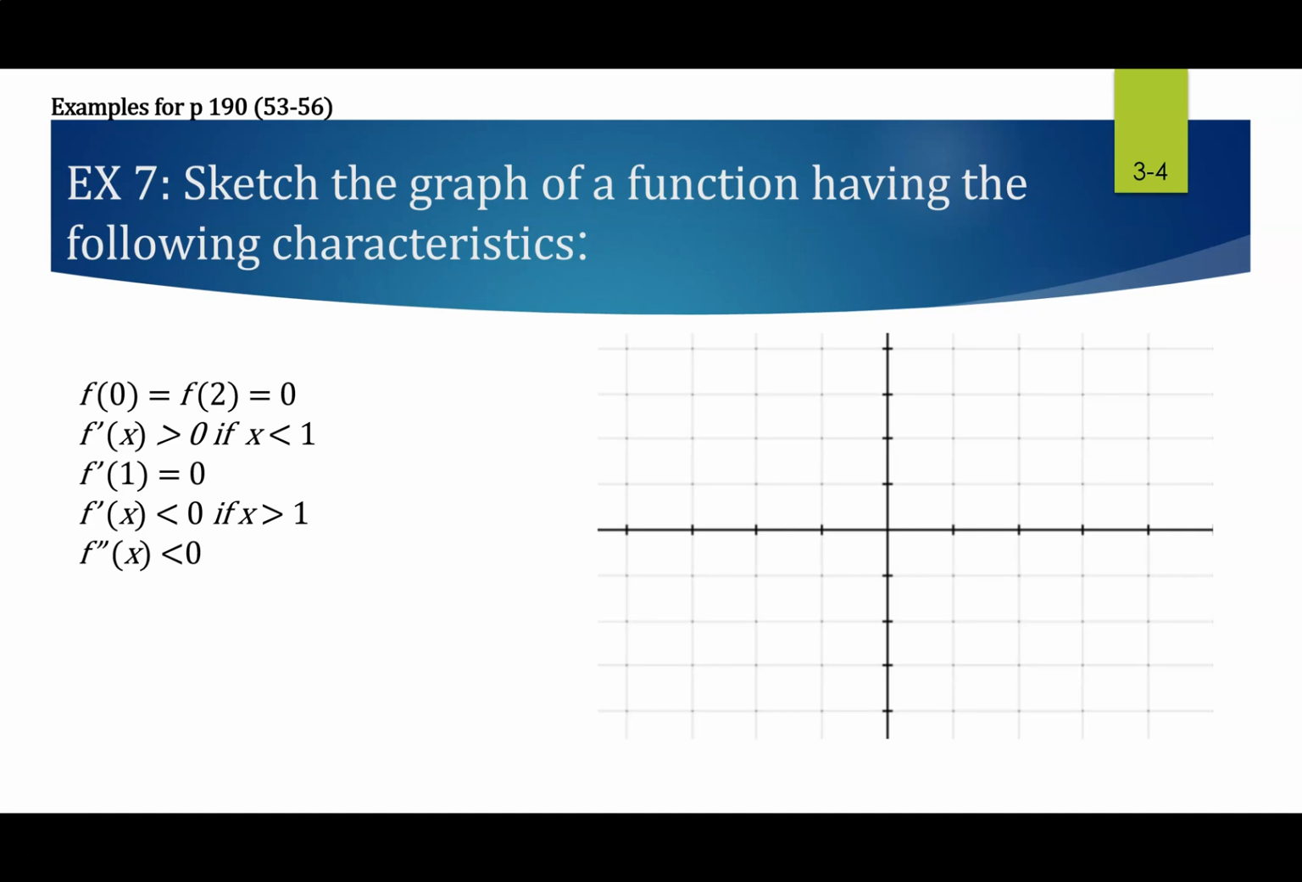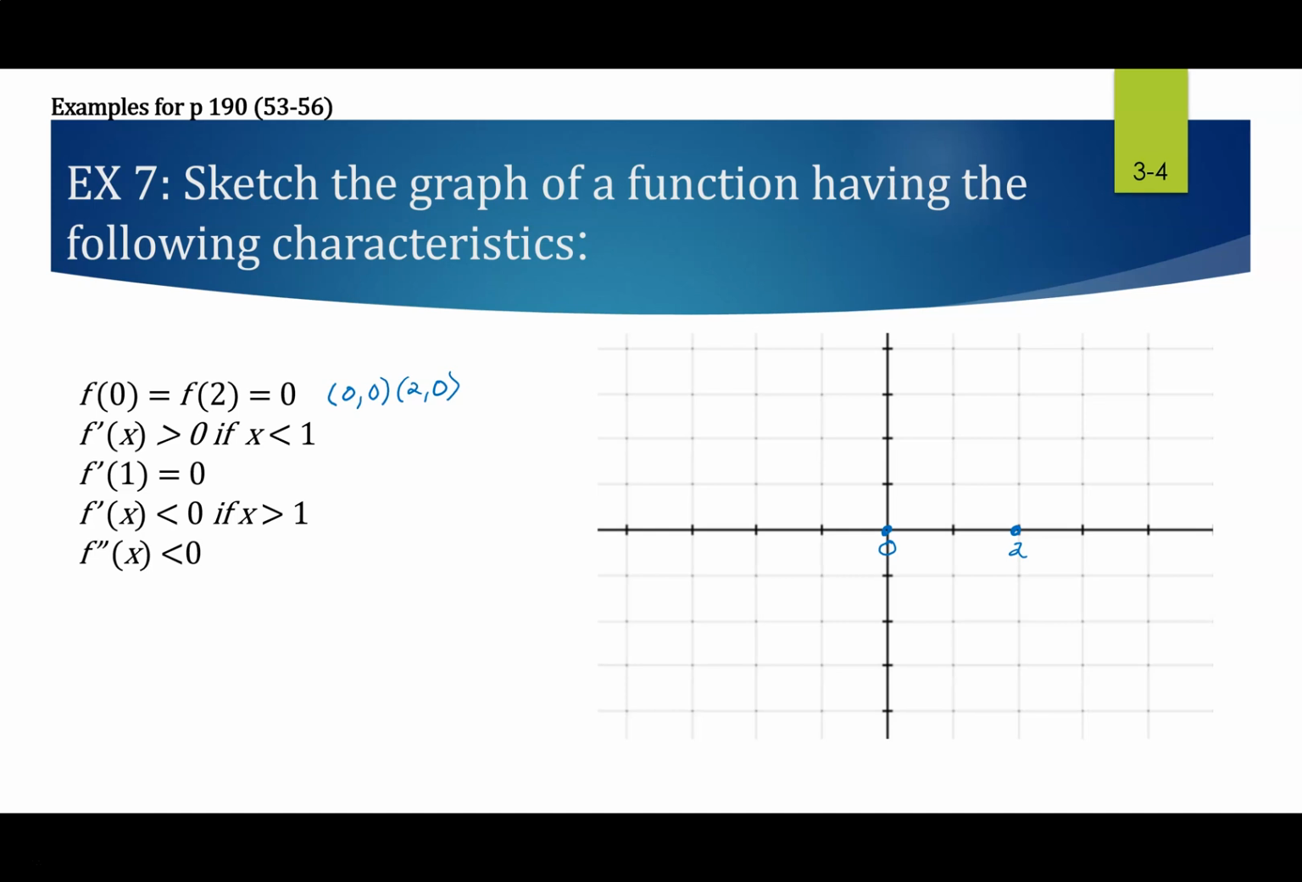In this example, we're going to sketch the graph of a function from the list of information that we've been given. So let's go through it piece by piece. In the first item, I have f of 0 equals f of 2, and they're both equal to 0. So that's giving me 2 points: (0, 0) and (2, 0). So I can actually put those on the graph. At 0, there's an x-intercept. At 2, there's an x-intercept.